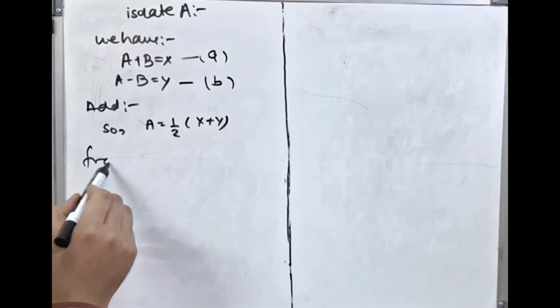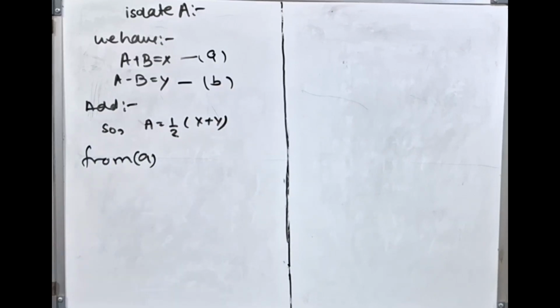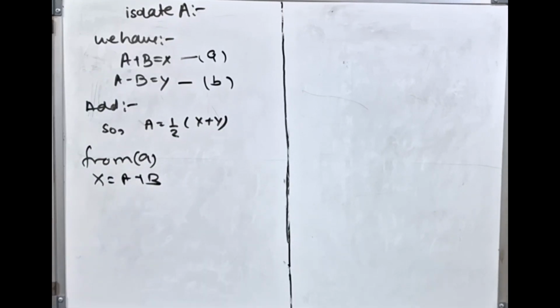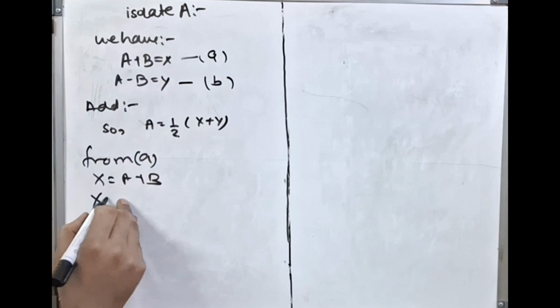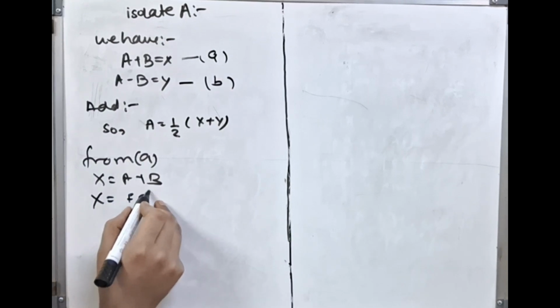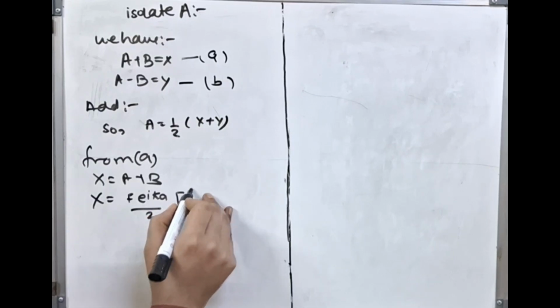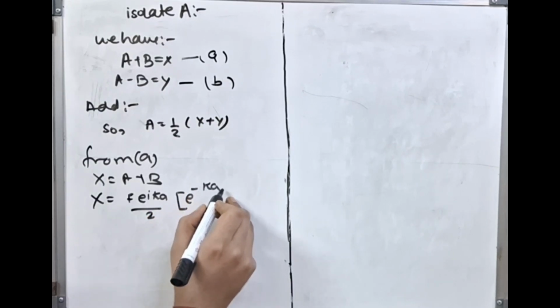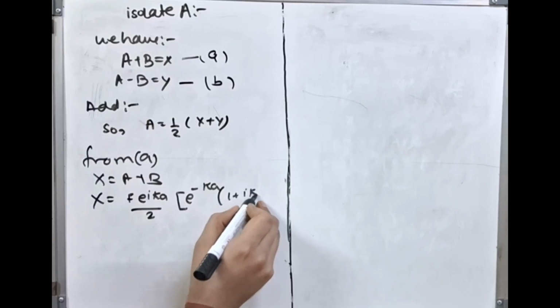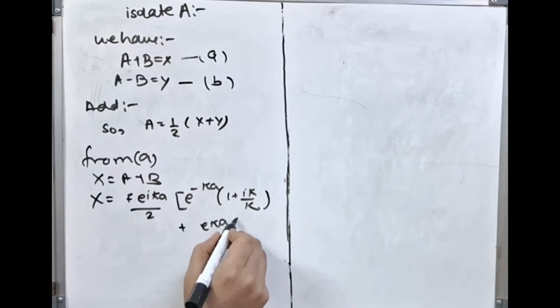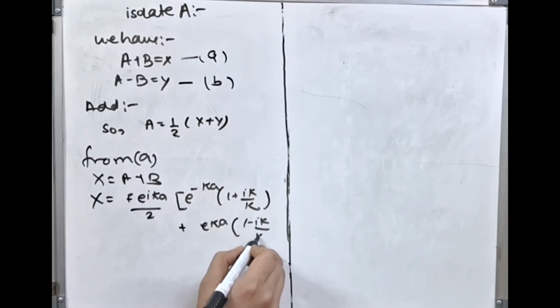So from a, my x is equal to a plus b, right? And we already have a plus b from the last equation, if you see, which is going to be my x is equal to f e raised to i k a upon 2 e raised to minus kappa a (1 plus i k upon kappa) plus e raised to kappa a (1 minus i k upon kappa).